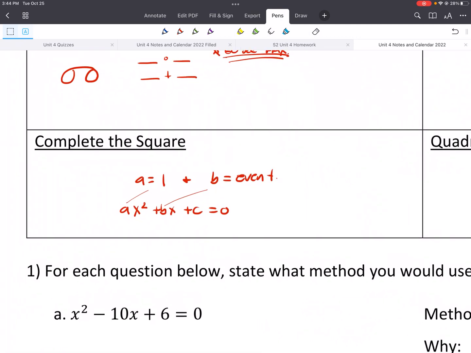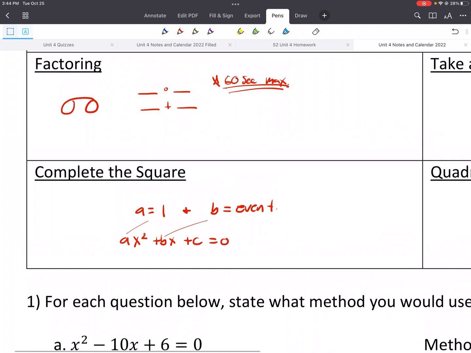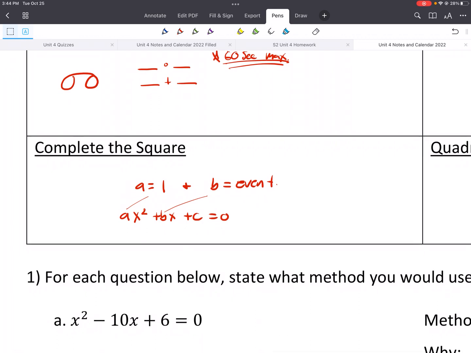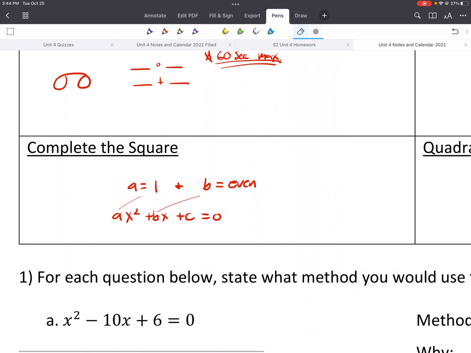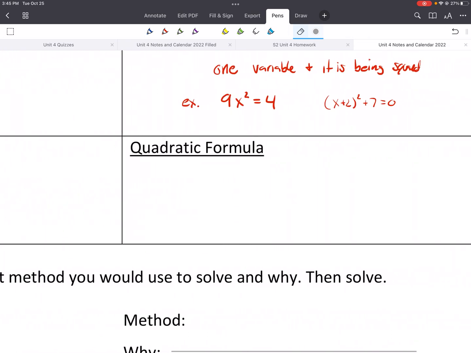All right, completing the square. Again, it takes a little bit more time, but if factoring or taking square roots can't work, then completing the square might be good. Really, you only want to try and do it if the leading term is 1 and b is even. Otherwise, you're going to run into fractions, and we haven't talked about how to do it if a was not 1. So keep that in mind.